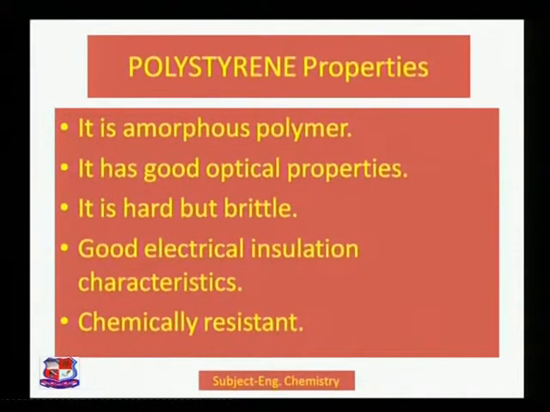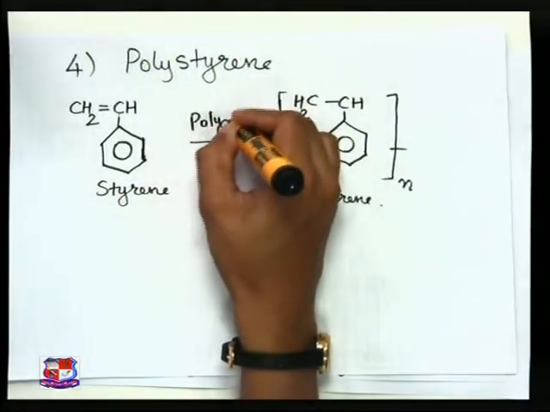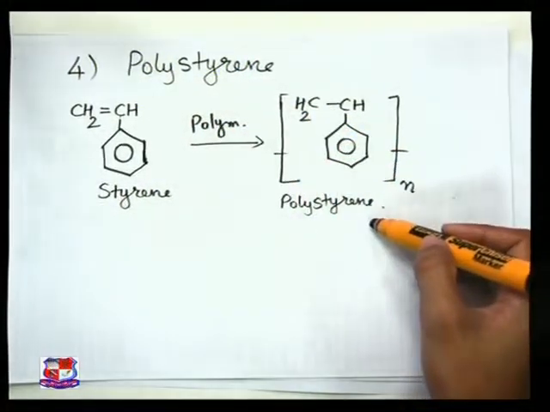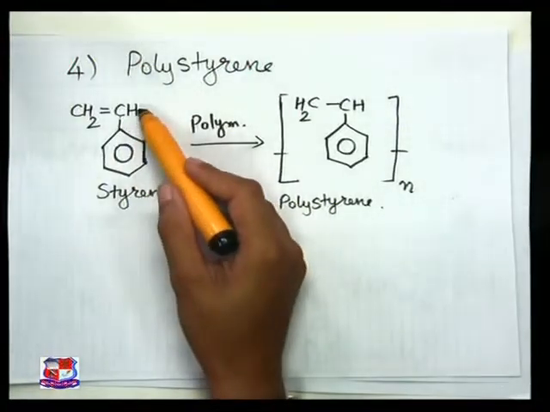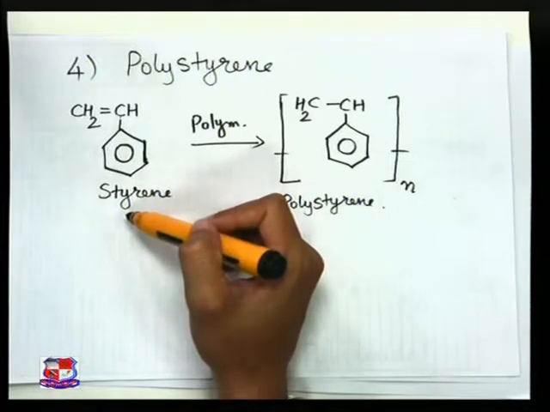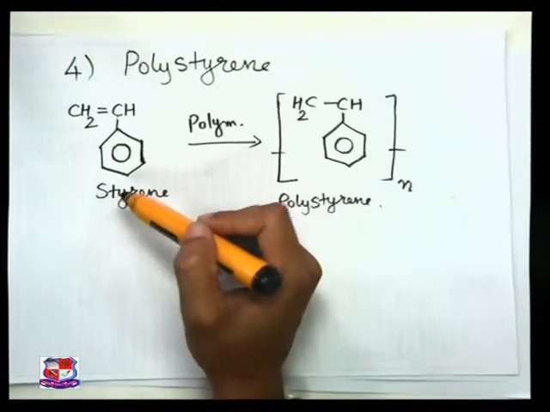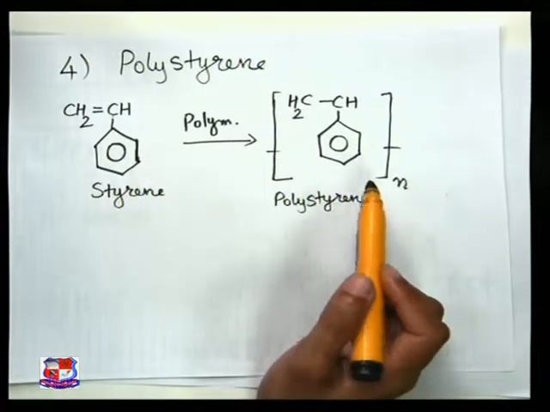Now we can see here the next polymer, that is basically your polystyrene. If you want to see the polymer, the structure appears something like this. See here, there is a styrene monomer. Styrene monomer is getting polymerized by a polymerization reaction to form polystyrene. Suppose this is your vinyl group present on the benzene ring, that is known as styrene. When so many styrene molecules combine together, they form a long chain, that is your polystyrene polymer. So this is the thing.